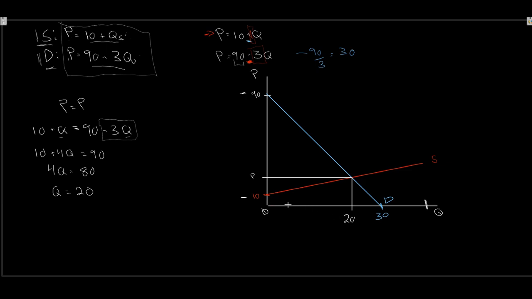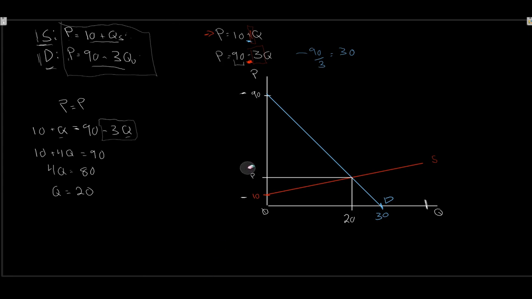Hey, not so bad, right? Maybe not a perfect scale, but 20 is closer to 30 than it is to 0. So I get my idea that, hey, this is probably looking good. I've probably done okay with my math. There likely is not a mistake. How do I get my price now?